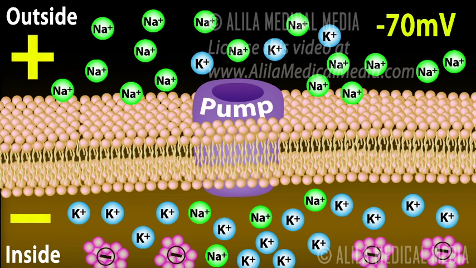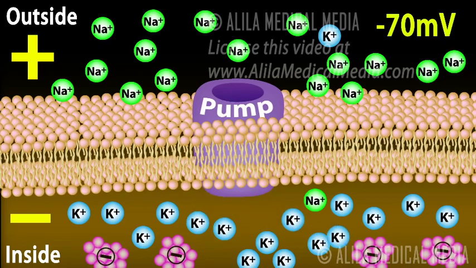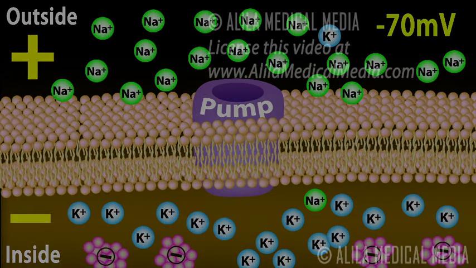At this resting state, there are concentration gradients of sodium and potassium across the cell membrane. More sodium outside the cell and more potassium inside the cell. These gradients are maintained by the sodium-potassium pump, which constantly brings potassium in and pumps sodium out of the cell.